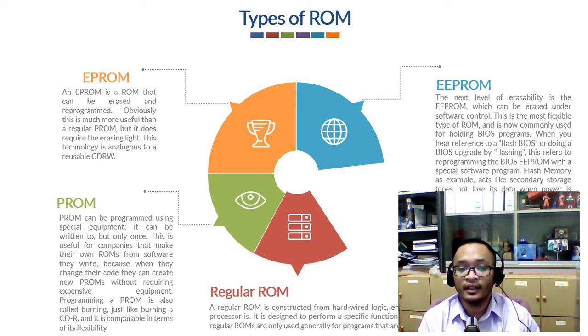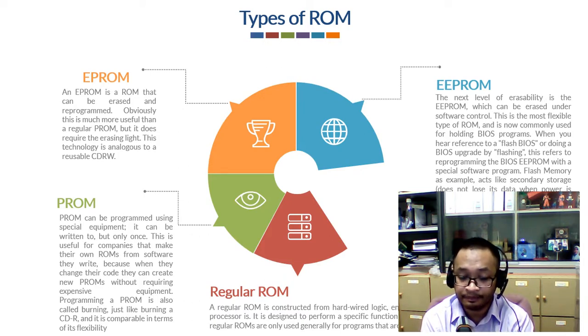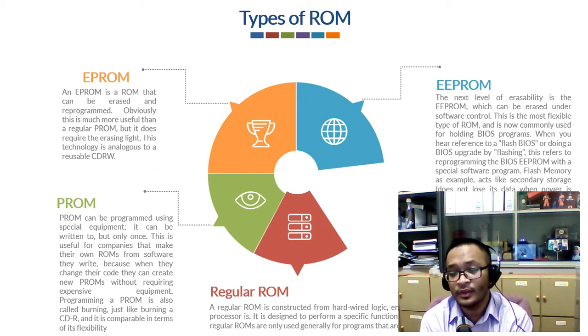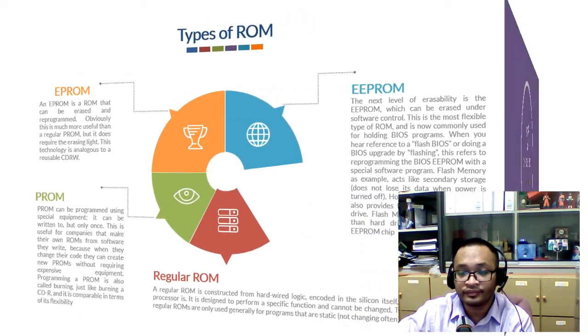And the fourth is EEPROM. EEPROM is electrically erasable programmable ROM. Using EEPROM technology, data that resides within the EEPROM chip can be erased and reprogrammed under software control. An example is the USB drive that we are using at this moment. Another example is the SSD, solid state disk, and so on.